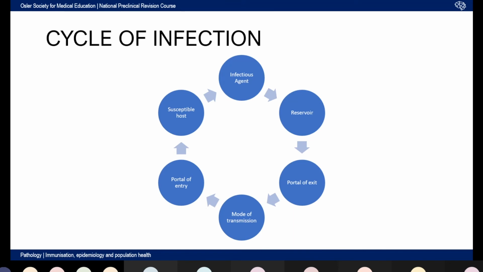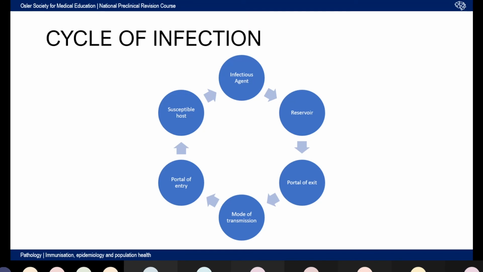Right. The next one to think about is the cycle of infection. Whenever you're describing a pathogen or disease, you can think about the infectious agent, which is the actual pathogen causing disease, the reservoir, which is where the pathogen likes to reside, the portal of exit, so how it leaves, mode of transmission, the portal of entry, and a susceptible host. You can do this for pretty much any pathogen.